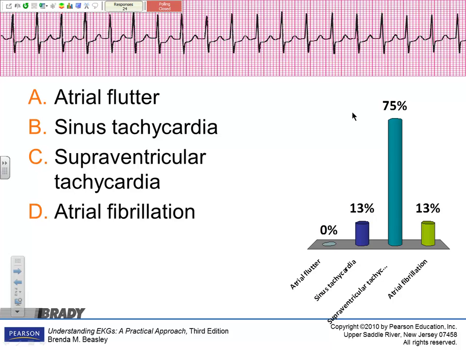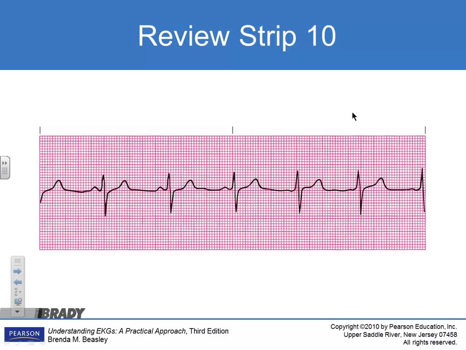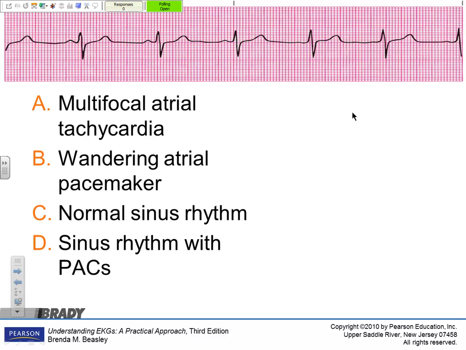So think about your rules. If it's irregular, then it might be one of those. But this is regular, so it's going to cut out some of this stuff. SVT, rate, no P waves. Maybe some of you guys think this is a P wave. This is not a P wave. Number one, if it were a P wave, it'd be a lot closer. This is the repolarization going on here. T wave, thank you. All right, what's this?